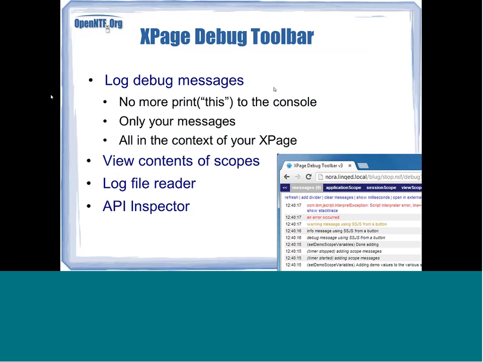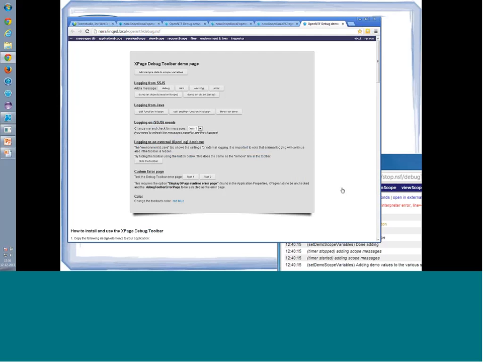The toolbar also allows me to view the contents of the 4 scopes, so that's the application scope, session scope, view scope, and request scope at any time. I use the application scope and session scope a lot, and at any time I just want to know what's in there if I'm debugging my application. It also comes with a basic log file reader. It's a lot more basic than the log file reader I just showed you, the separate application, and it comes with an API inspector, and I'll show you what that is. So let's go to the demo of the debug toolbar.